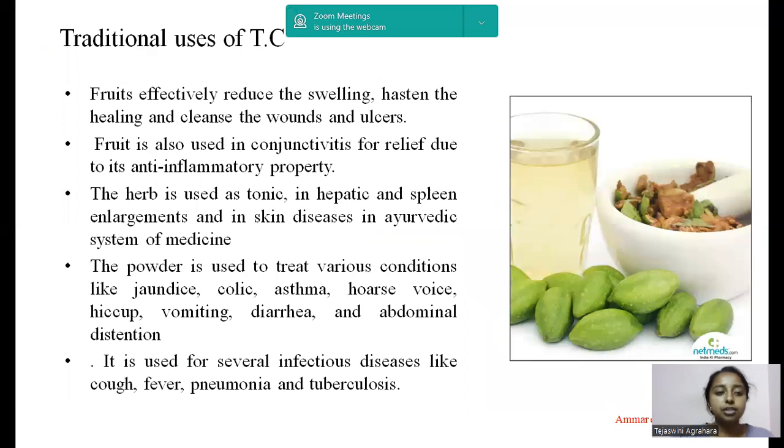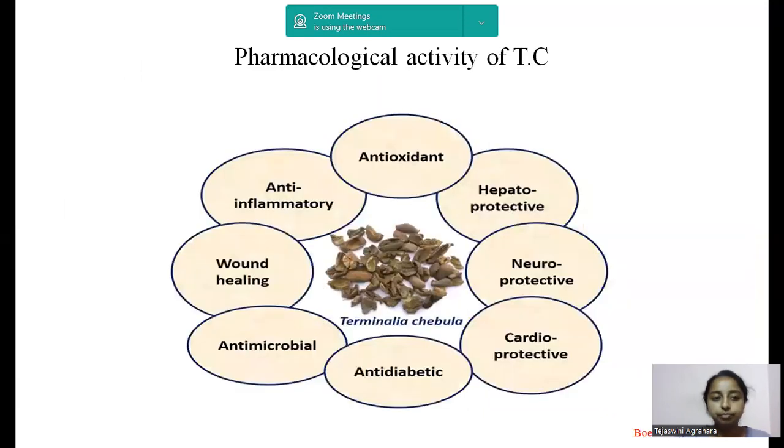Let's see the traditional uses. Fruits effectively reduce the swelling, hasten the healing, and cleanse the wounds and ulcers. And fruit is also used in conjunctivitis for relief due to its anti-inflammatory property. The powder is used to treat various conditions like jaundice, colic, asthma, hiccups, vomiting, diarrhea, and abdominal distension. It is used for several infectious diseases like cough, fever, pneumonia, and tuberculosis.